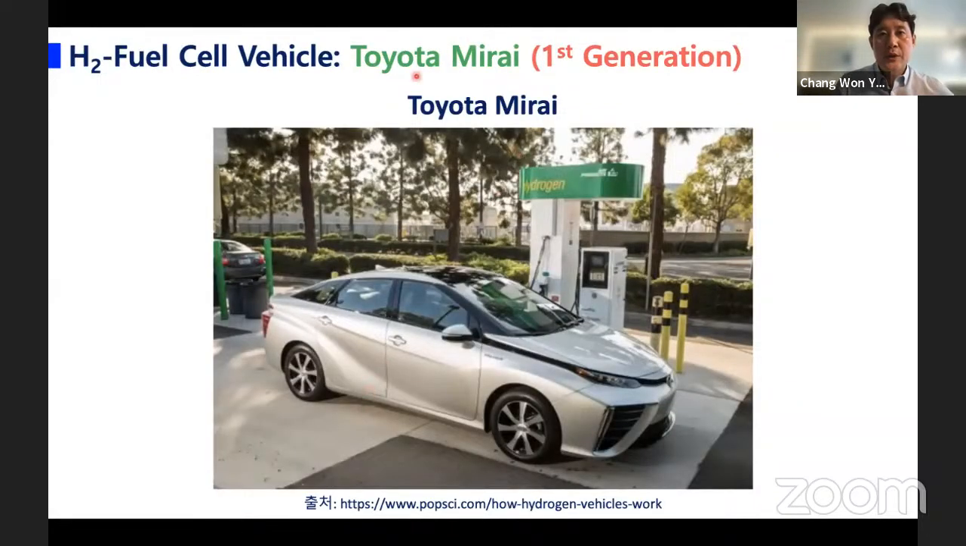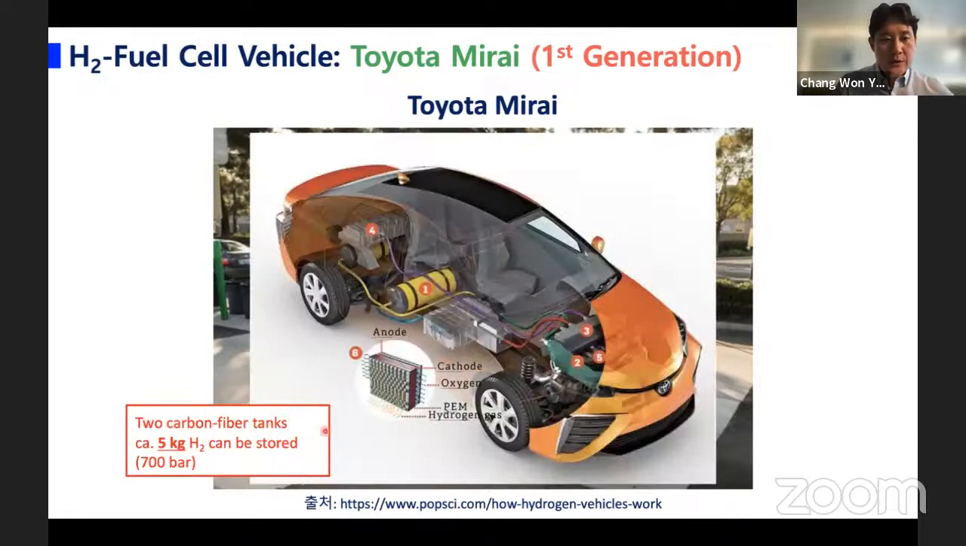Another very famous company, Toyota, developed the Mirai, the Toyota Mirai electric vehicle shown here. They also use a pressurized hydrogen storage tank, storing about 5 kilograms of hydrogen under 700 bar.